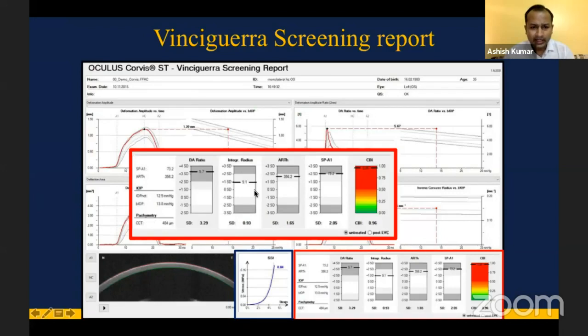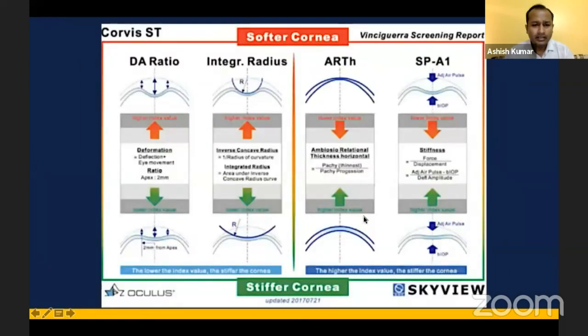So the DA ratio, integrated radius, and the SPA1 are deformation parameters, whereas the Ambrosio relation thickness is a thickness parameter. And CBI is basically a mix of these parameters, and it shows a color-coded box. So a cornea is stronger or stiffer when DA ratio and integrated radius are lower, whereas when ARTH and SPA1 are higher, then the cornea is supposed to be stronger and stiffer.